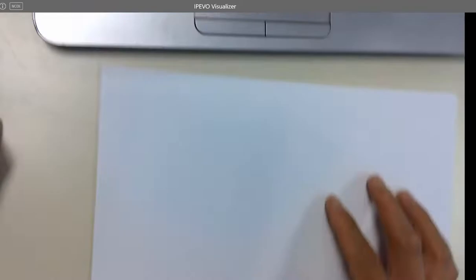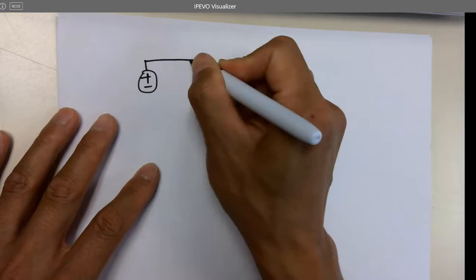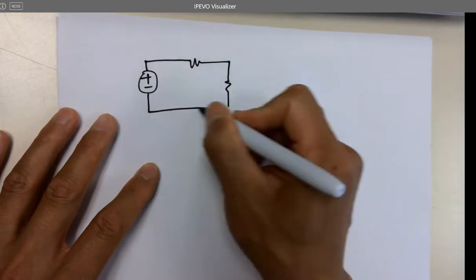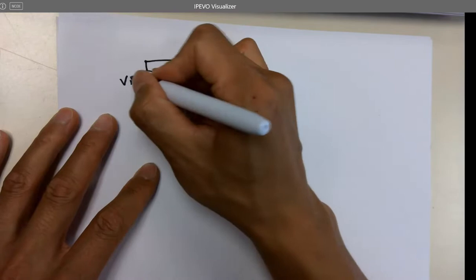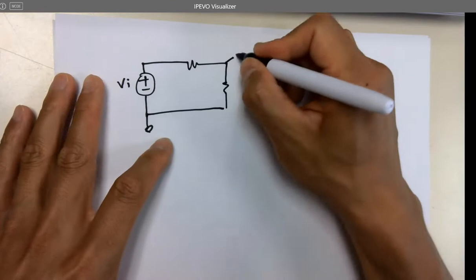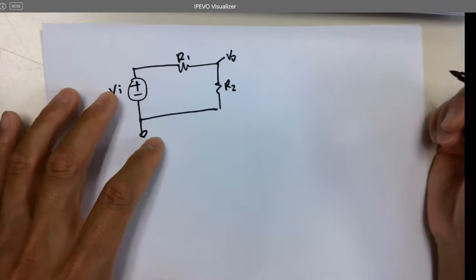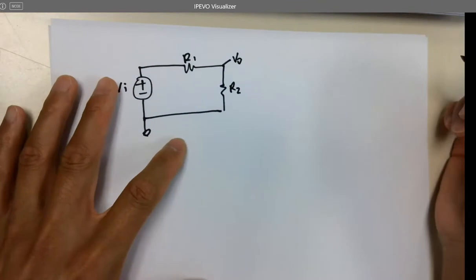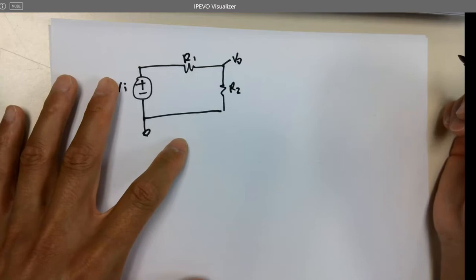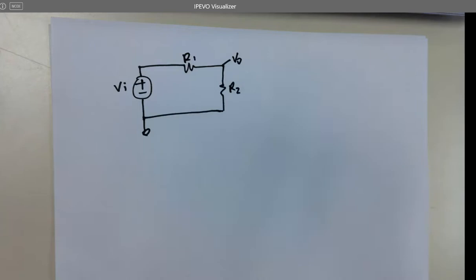First, how did you know that VL equals V in times R2 over R1 plus R2? Why is that? I'm asking how to derive it. If I give you a question like that, derive the voltage divider. It's not a serious law, it's just a conclusion, very simple.